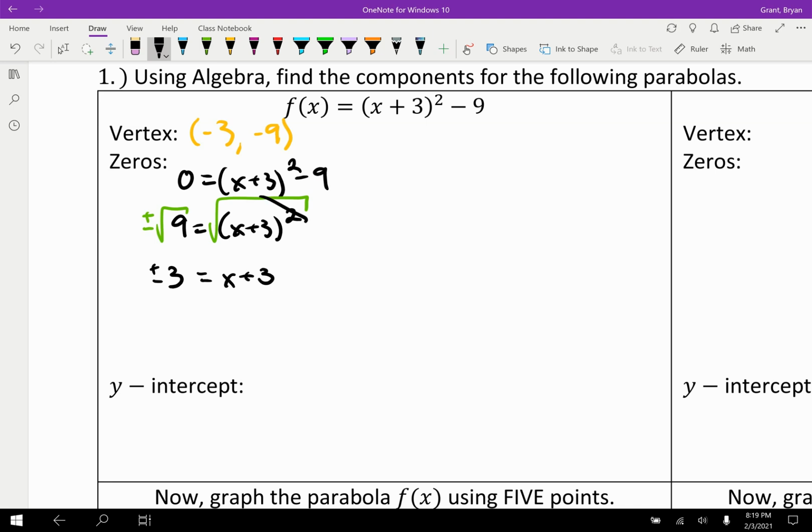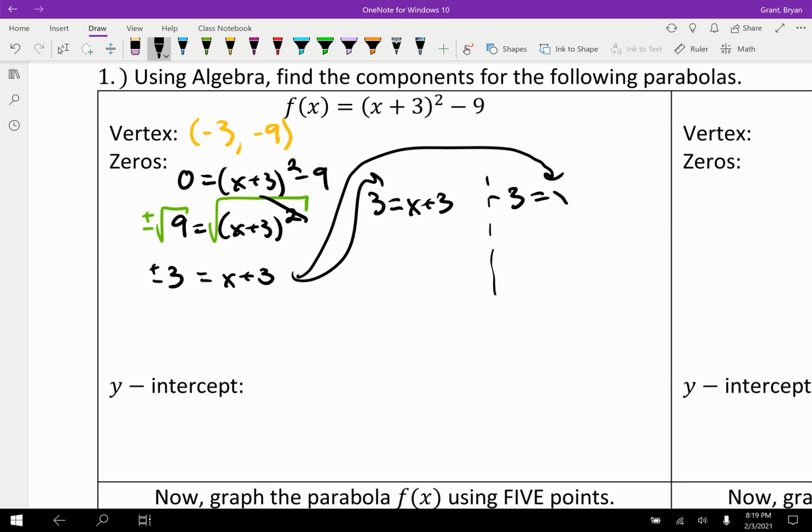Make two equations. I'll do it something like this. One equation, 3 is equal to x plus 3. The other equation, -3 equals x plus 3. Subtract 3 from each side here. Also do that on the other equation.